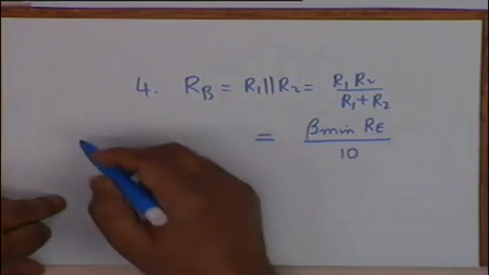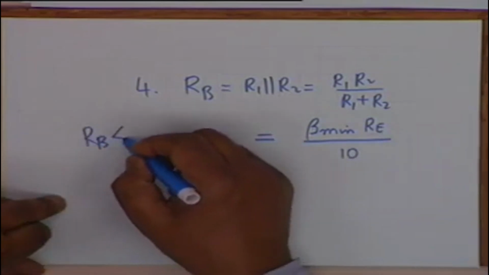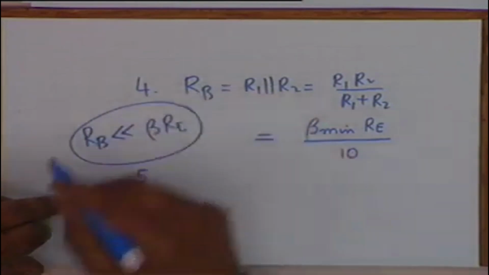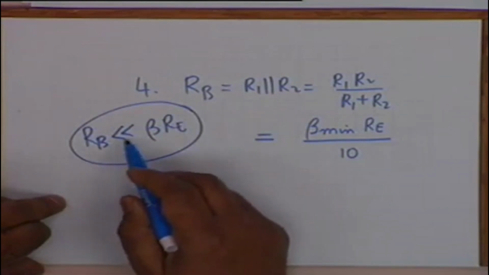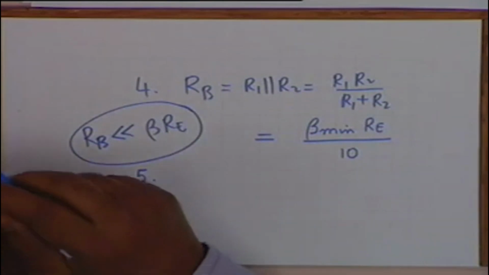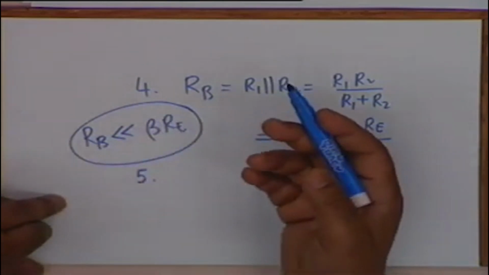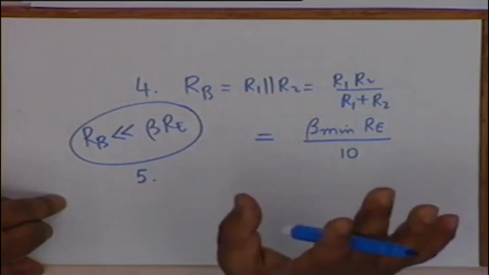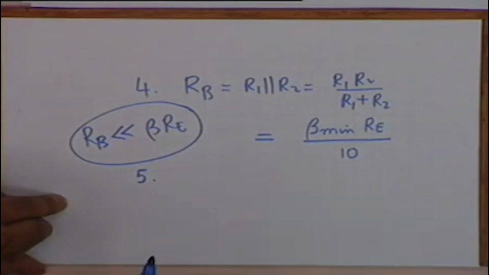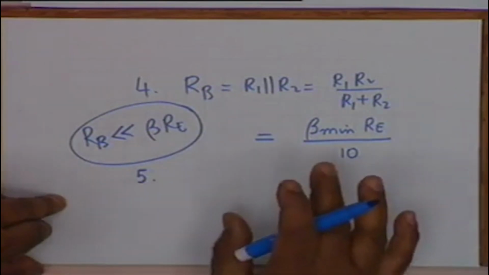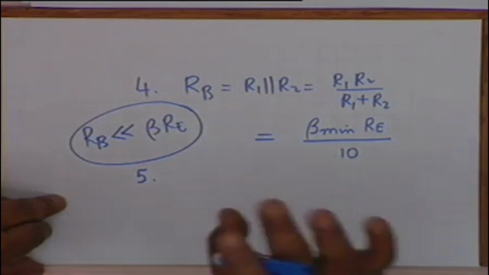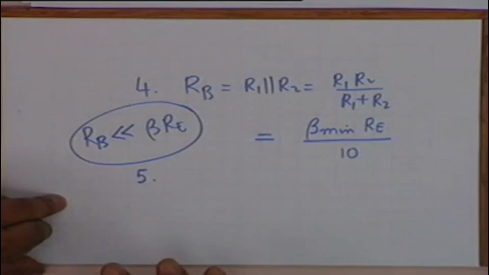why divided by 10? What I want is RB should be much less than beta RE. This is the rule of design. Therefore, it must satisfy the expression even when beta is beta minimum. And much less than or much greater than in electrical engineering is what? 1:10 ratio. That's enough. This is why I divide by 10. You can divide by 20. There is nothing sacred about it. This is an arbitrary figure, but divided by 10 is taken to be specifying much less than or much greater than.